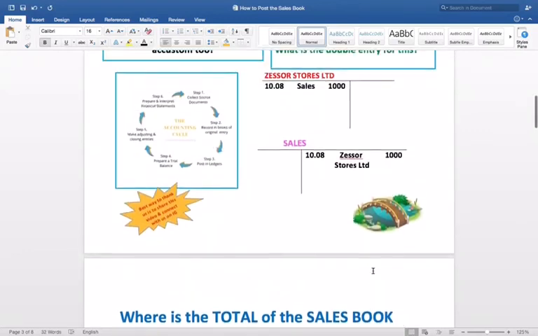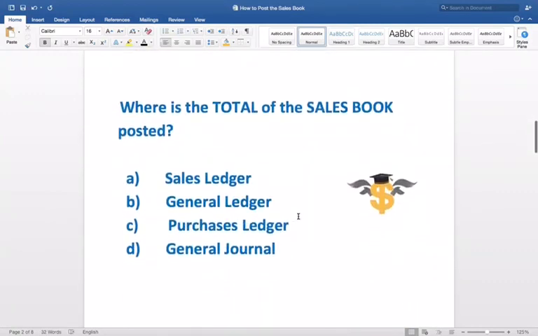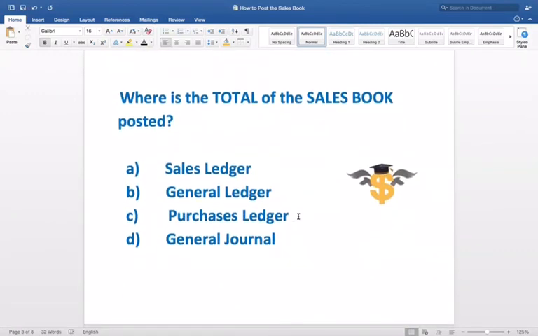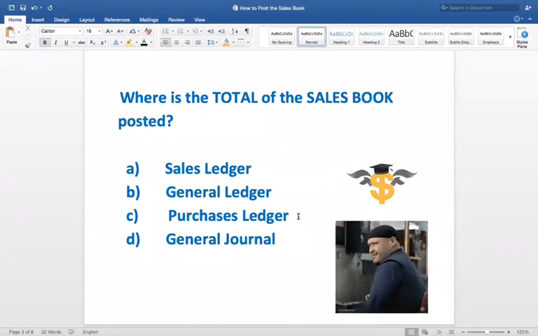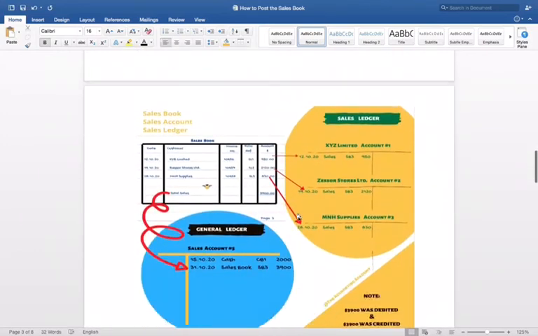So students are really comfortable with doing double entry like this. However, if you are hit with a one marker like this, where is the total of the sales book posted? Is it going to be posted in your sales ledger, your general ledger, your purchases ledger, or your general journal? A lot of students freeze at this point. They have no idea. They are like, what? They have no idea what to do here because the foundation is what is missing.